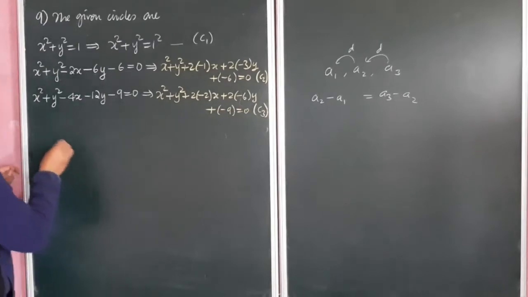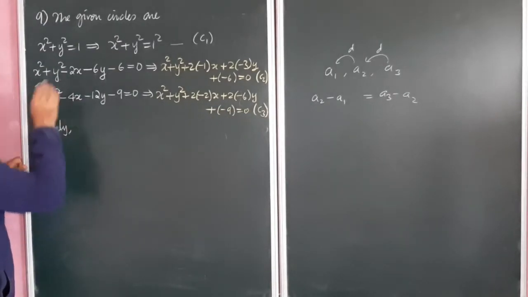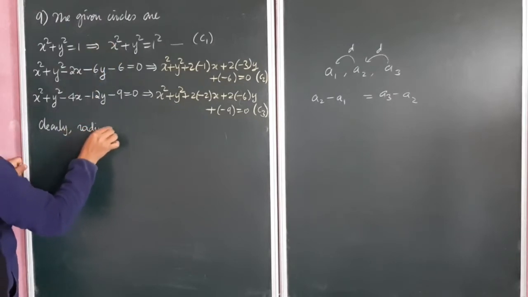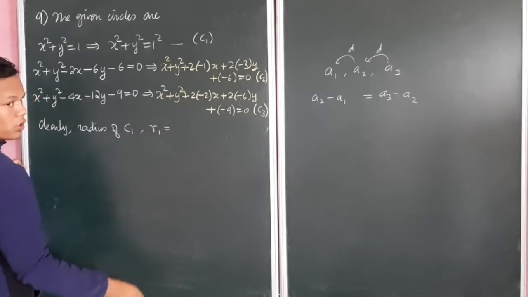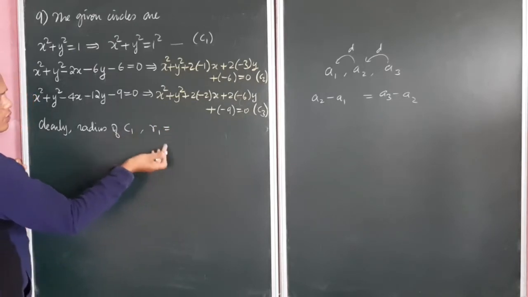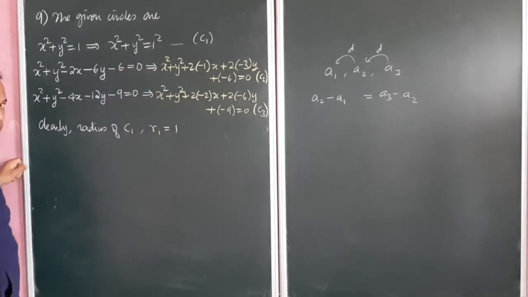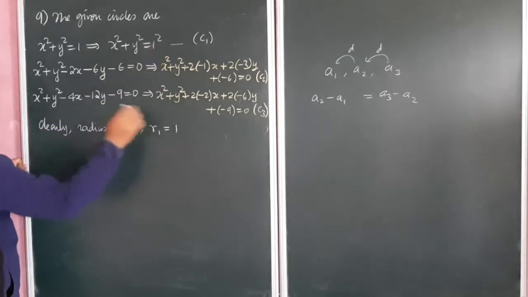Okay, so clearly the radius of C1, let me call this R1, or you can call this A1 as well, whatever you want to call it. So this equals 1. Yes, the radius of the first one is A squared, where A is 1.